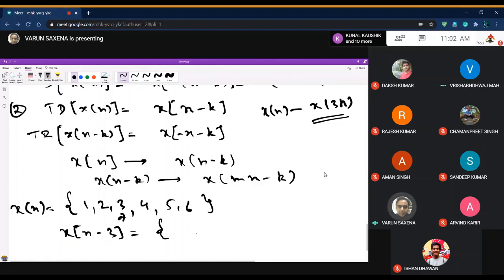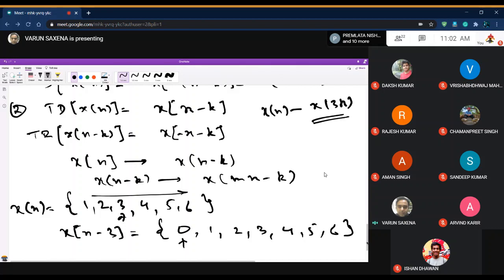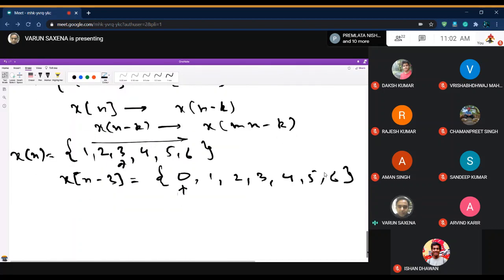Everything is shifted to the right by 3. That means the 0 will move back, so you will get 0, 1, 2, 3, 4, 5, 6. It will start here. Okay, there is some confusion. Let me just do this. This is x[n minus 3].